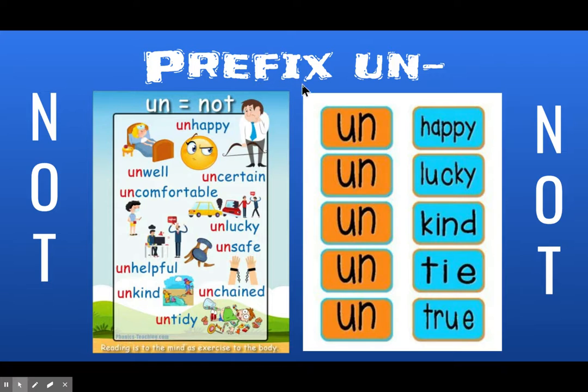So see how the prefix works. It goes before the base word. So here's our base words: happy, lucky, kind, tie, true. And then you put the un before them. And the un doesn't just go before every word. You start recognizing the words it goes before. And it means not. So not happy, not lucky, not kind, not tied, not true. Unhappy, unlucky, unkind, untie, untrue. And un means not. All right, so that's our prefix un.